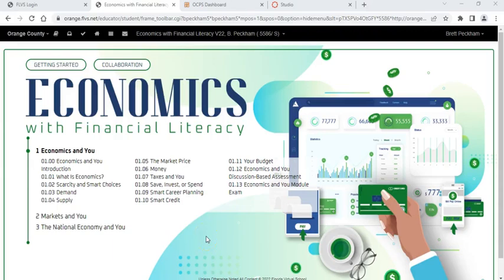Hey guys, today I'm going to walk you through the actual assignment for 1.05, what's expected. Not the lesson, but just the assignment and the instructions for it. So click on 1.05.